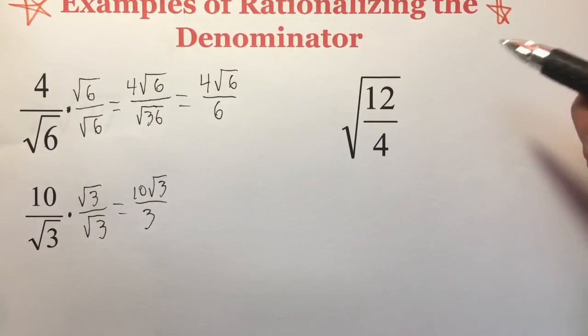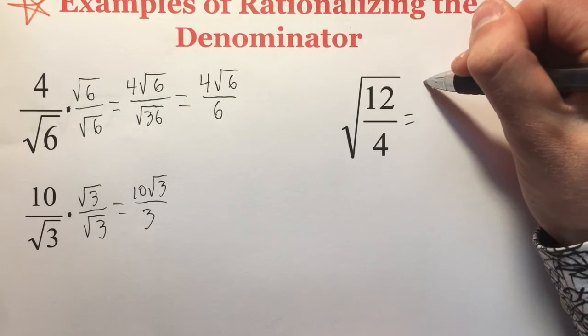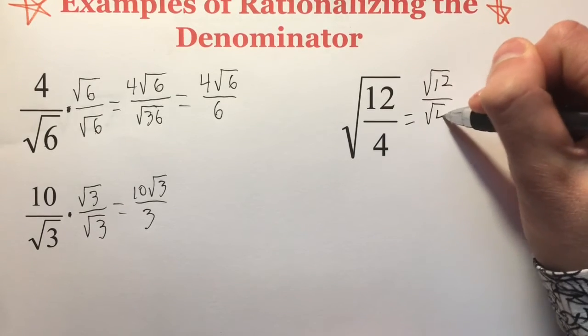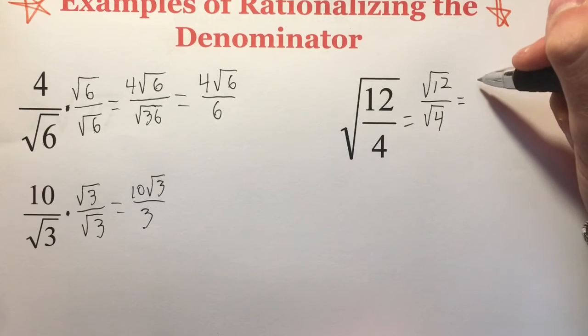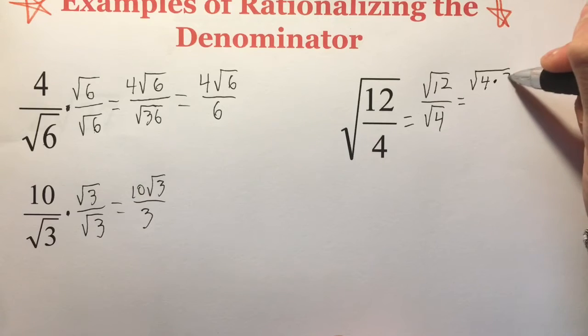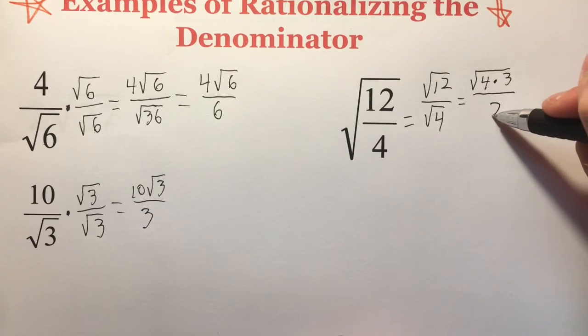Now we have the square root of 12 over 4. We can actually rewrite that. So it is the square root of 12 over the square root of 4. Well, the square root of 12, we can simplify that. So that is the square root of 4 times 3. And we know the square root of 4, that's just going to be 2.